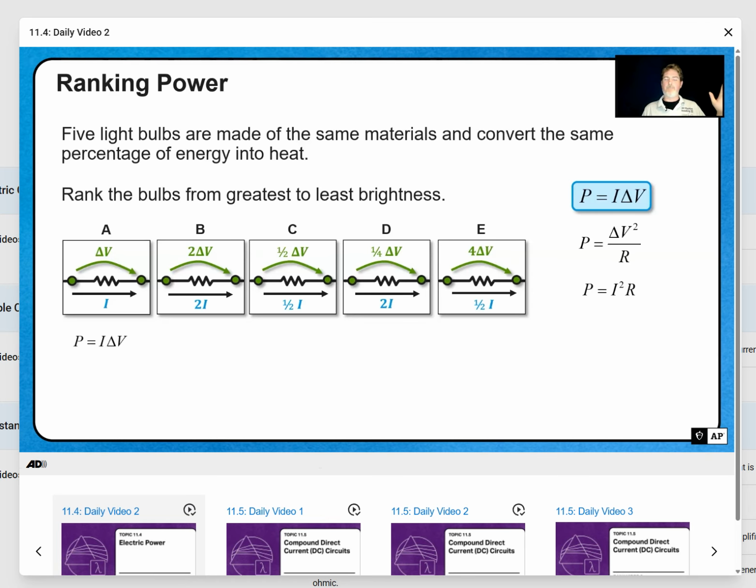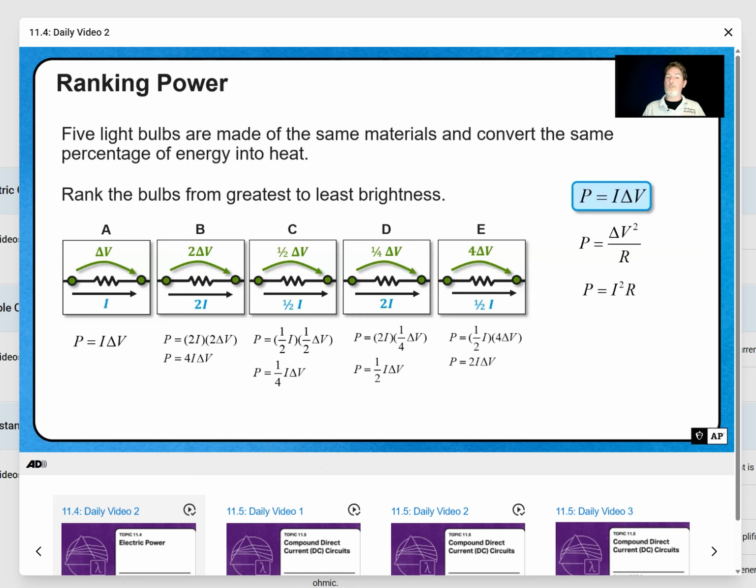The first one is just I times V. The second one is going to be 2I times 2V, so 4 IV. And then we have a half V times a half I, which gives us a quarter IV. Here we have 2 times I times a quarter of V, which gives us a half IV. And here the power is going to be 2 because we have a half times 4.